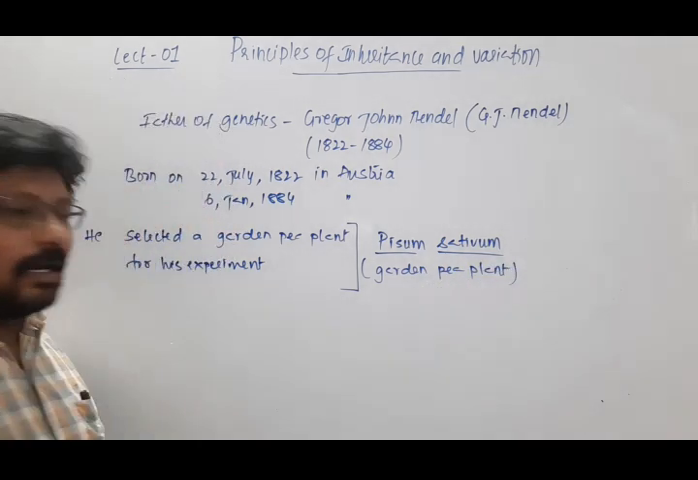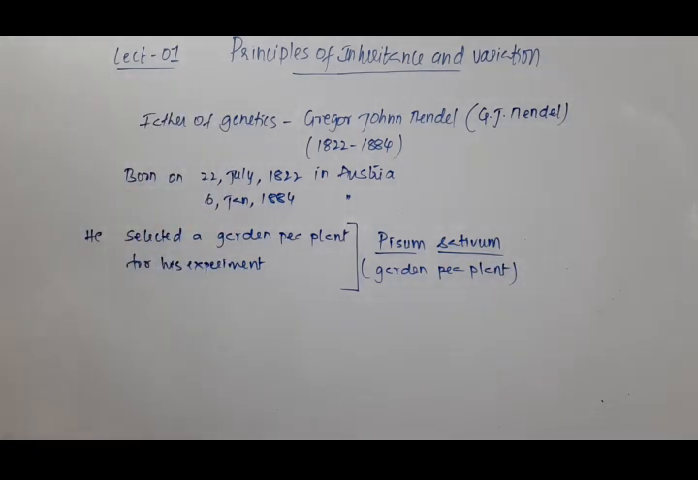Later I will discuss the reason behind selecting the pea plant only, and how he became successful in his experiments. Those things I'll discuss later. So he selected the garden pea plant for his experiment, and its scientific name is Pisum sativum.